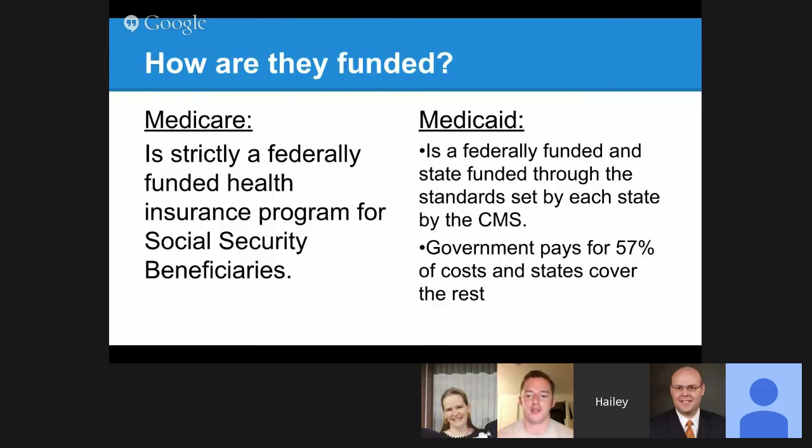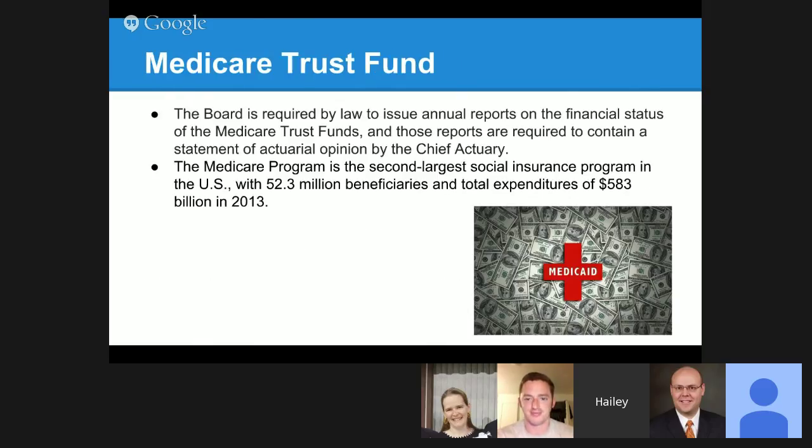How are these funded? I kind of mentioned it before, but Medicare is strictly a federally funded health insurance program for Social Security beneficiaries, and Medicaid is federally funded and state funded as well, through standards set by each state by the CMS. The government pays for 57% of costs, and states cover the rest. So, Braden, if you want to take it from here. Great. Yeah, sounds good. Thanks, Josh.